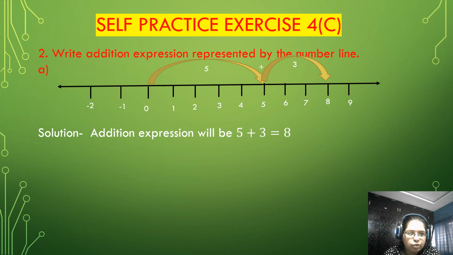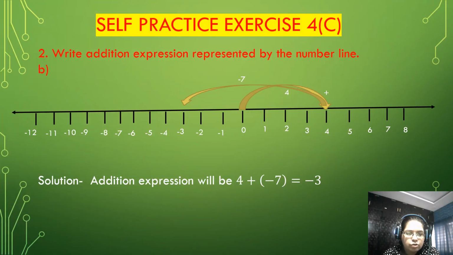Now we solve question number 2, and question number 2 is write the addition expression represented by the number line. This is the given number line. Starting from 0, the number goes to the right hand side 5 places, 0 to 5. Distance from 0 to 5 is 5. And starting from 5, the number goes to the right hand side 3 places, 5 plus 3. From 5 to 6 is 1 place, 6 to 7 is 2 places, and 7 to 8 is 3 places. The number is now at 8. So 5 plus 3 equal to 8, and the addition expression will be 5 plus 3 equal to 8.